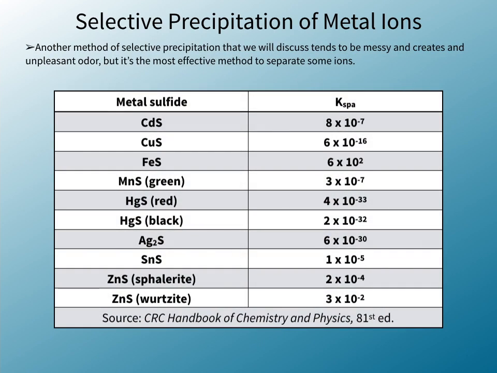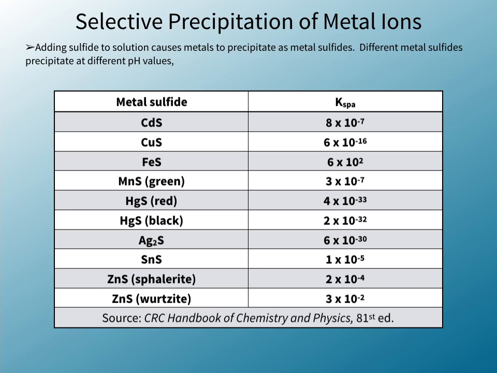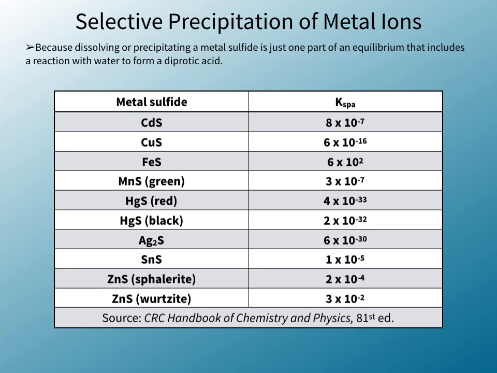Another method of selective precipitation that we'll discuss tends to be messy and creates an unpleasant odor, but it's the most effective method to separate some ions. Adding sulfide to solution causes metals to precipitate as metal sulfides. Different metal sulfides precipitate at different pH values, because dissolving or precipitating a metal sulfide is just one part of an equilibrium that includes a reaction with water to form a diprotic acid.